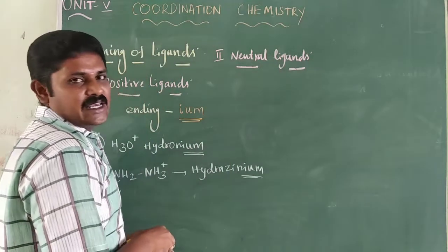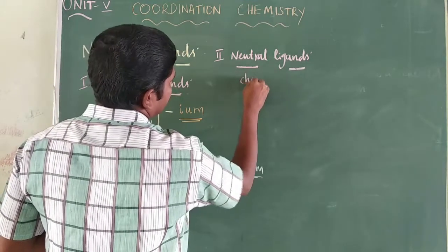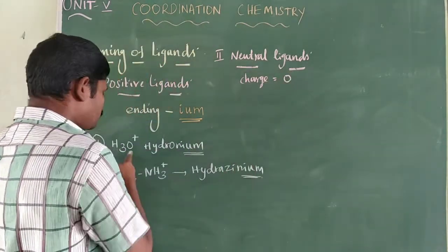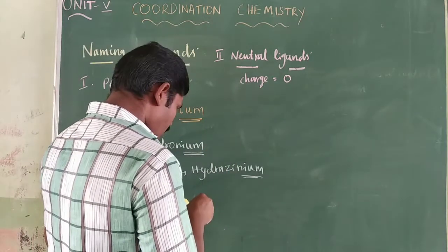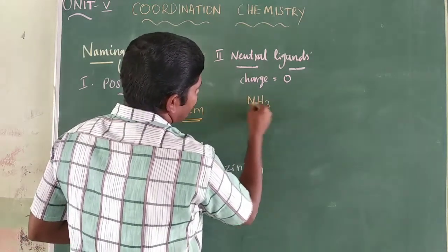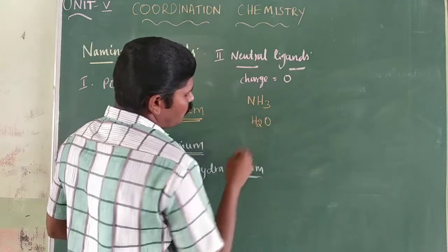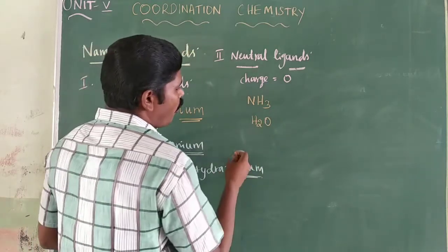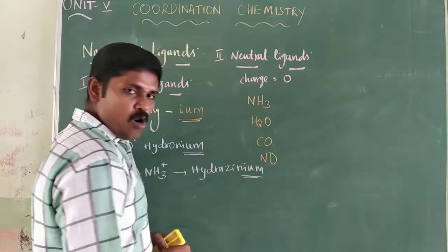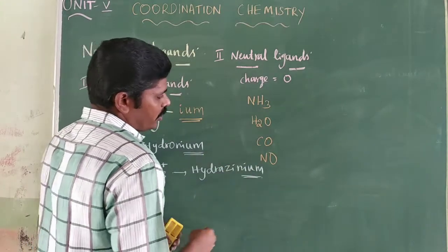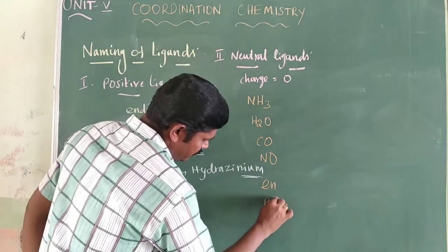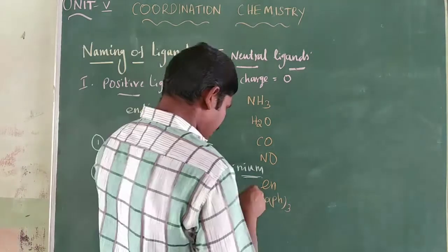For a neutral ligand, the charge of the ligand is zero. Examples: NH3, H2O, CO, NO, en, and PPh3.